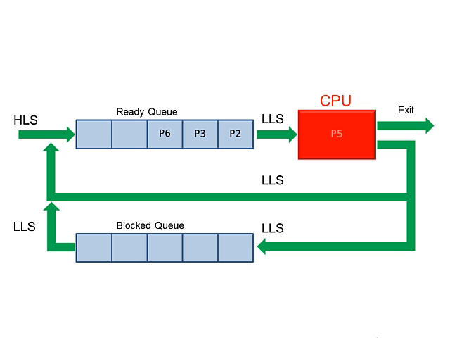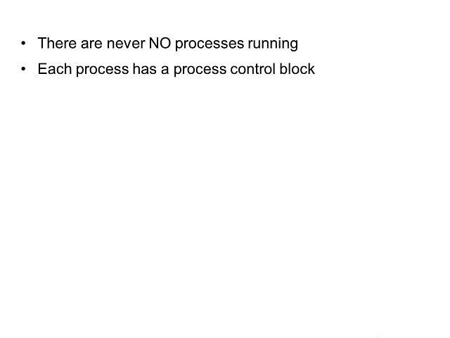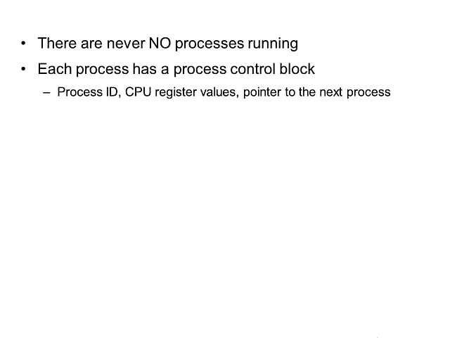To summarize then, there are never no processes running on the system. The operating system itself consists of several processes which must be running to keep the machine working properly. Each process has a process control block. This includes the process ID, the contents of various CPU registers, and a pointer to the next process in the queue.